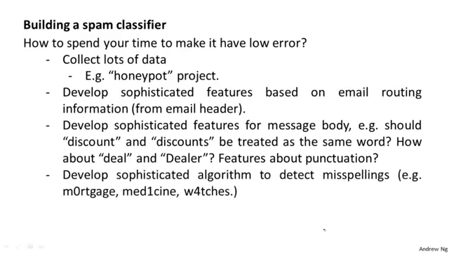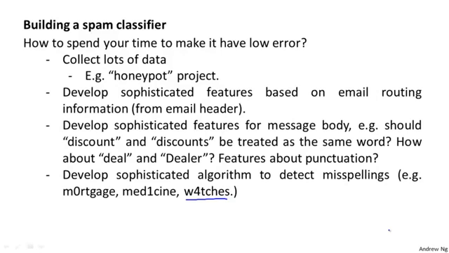And along the same lines, maybe we also want to develop more sophisticated algorithms to detect and maybe to correct deliberate misspellings like the mortgage, medicine, watches. Because spammers actually do this because if you have watches with a 4 in there, then, well, with the simple technique that we talked about just now, the spam classifier might not equate this as the same thing as the word watches, and so it may have a harder time realizing that something is spam with these deliberate misspellings, and this is why spammers do it.